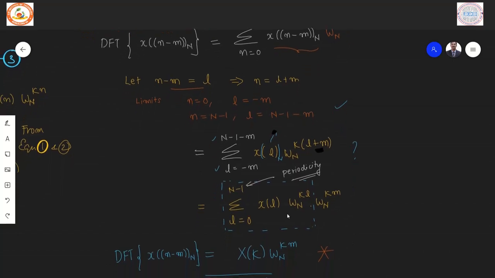Then the highlighted quantity here again has a structure similar to the DFT. Since the input is x of L, it can be represented as capital X of k multiplied by the extra term, which is Wn to the power of km. Hence we have proved that the DFT of x of n minus m mod n is equal to capital X of k times Wn to the power of km.